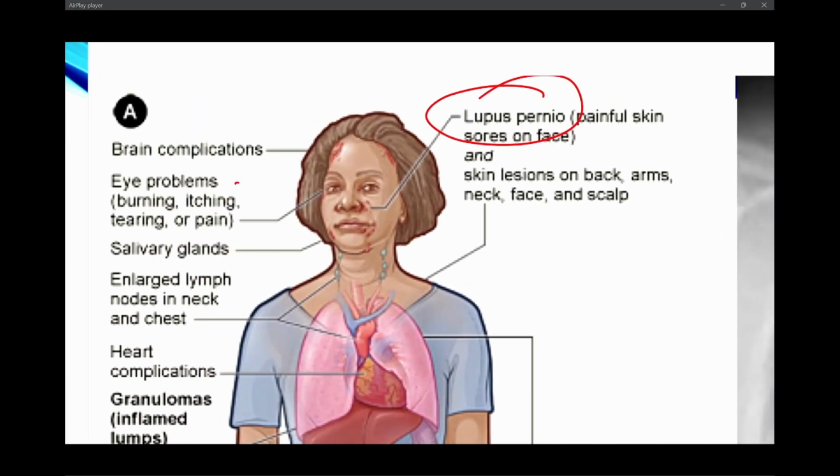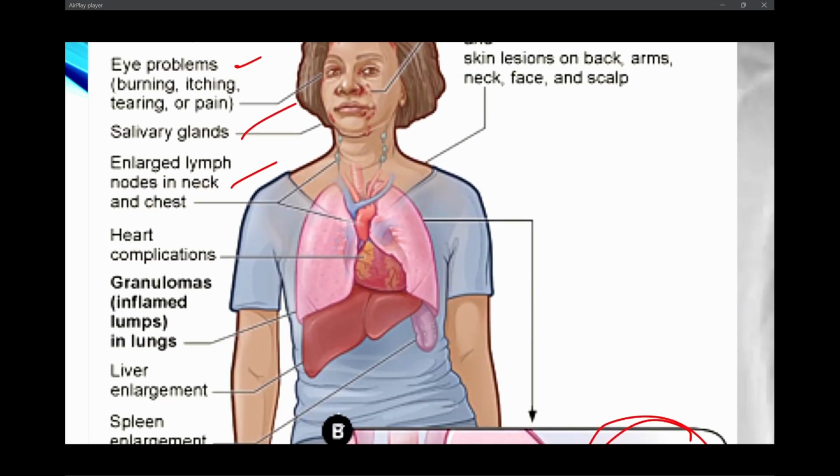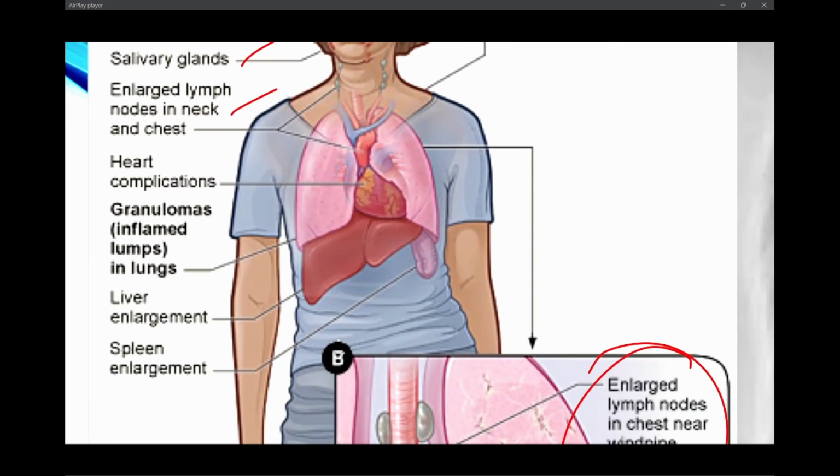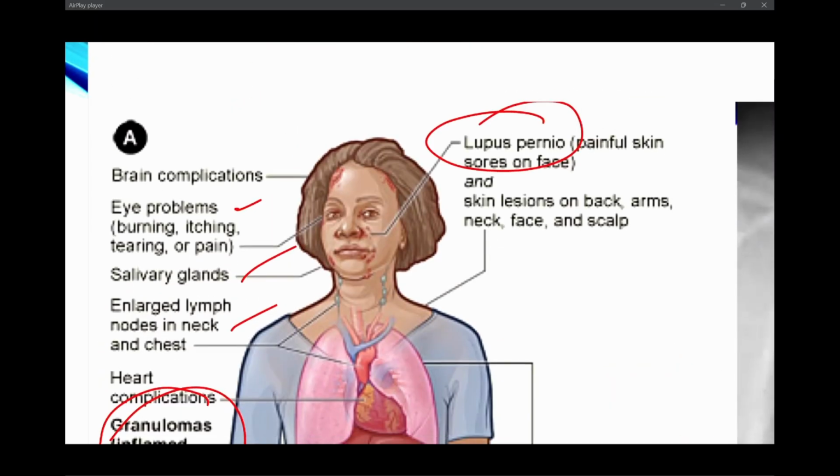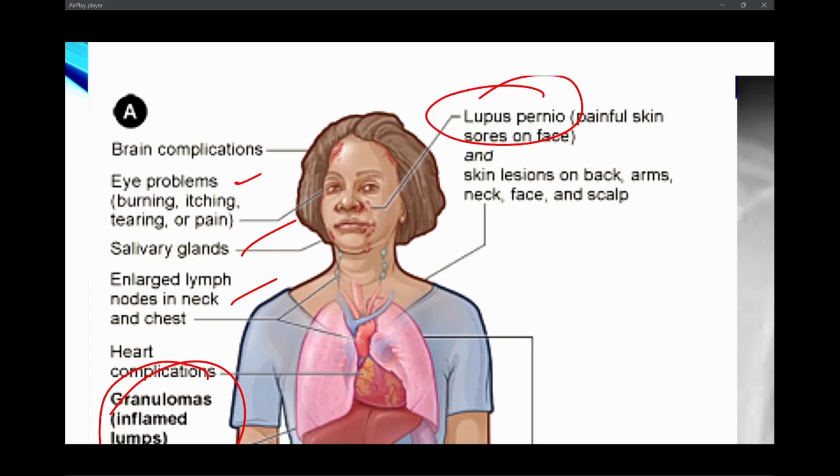May have some eye issues. Obviously, we talked about lymph nodes going up, salivary glands may be affected, and so on and so forth. Liver, spleen enlargement. But the big ones you're going to see are the granulomas in the lungs and the lupus pernio, the lesions under the nose. Those are the big ones that you'll see when it comes to sarcoid.